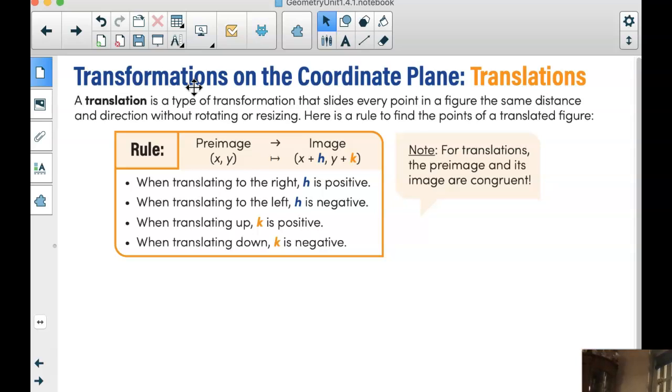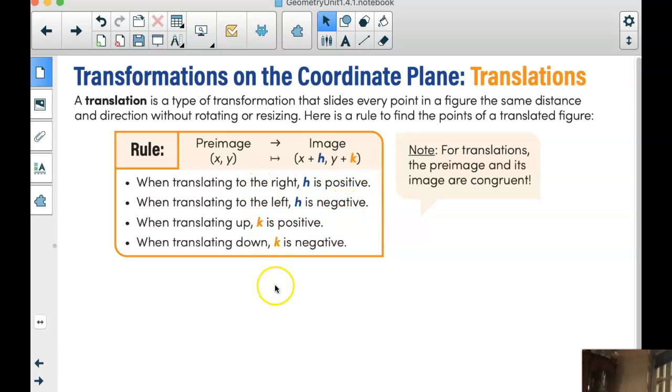All right, this looks harder than it is. No stress. Take a deep breath. Okay, so watch. The pre-image is what they call the first thing. And then we're going to move it, change it, do something to it. That's called the image. So in a translation, we're going to add or subtract something to the x coordinate, add or subtract something to the y coordinate.